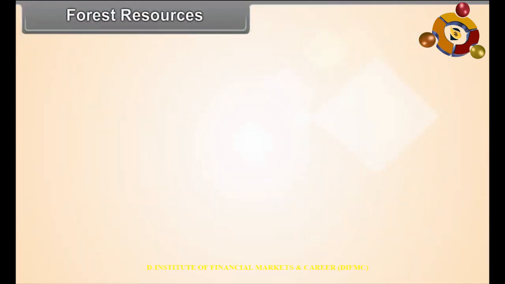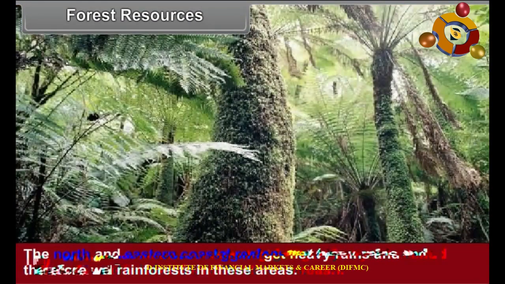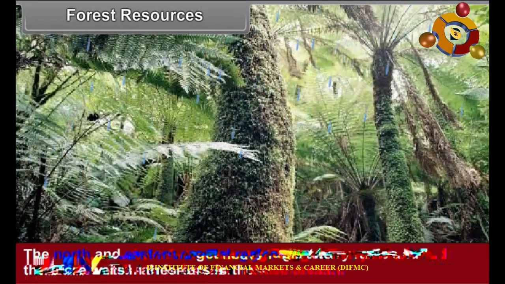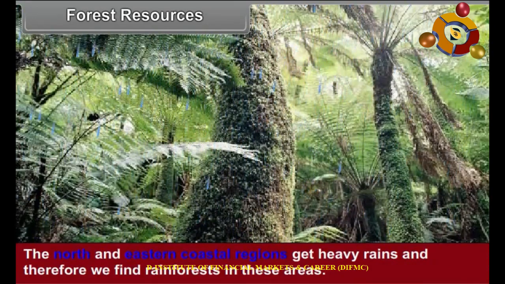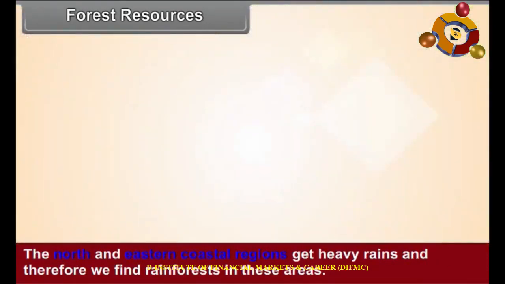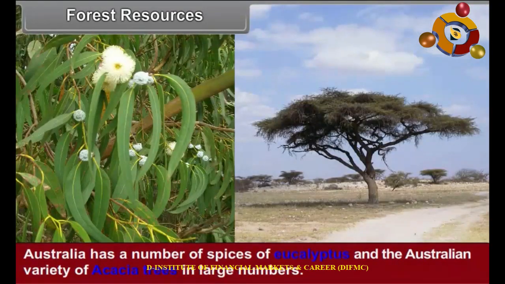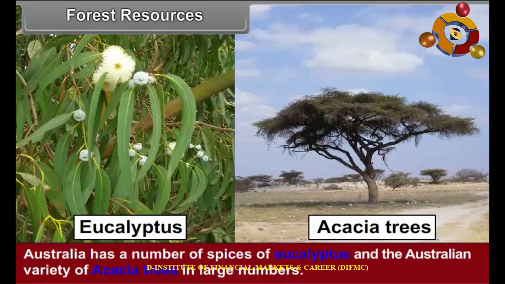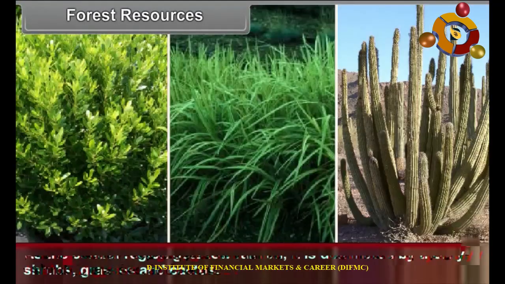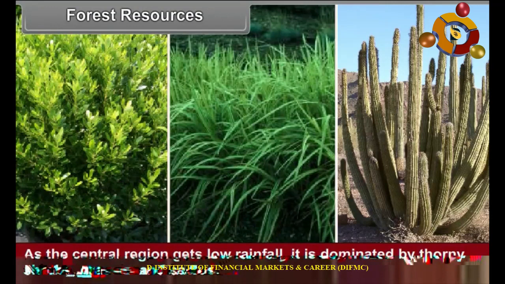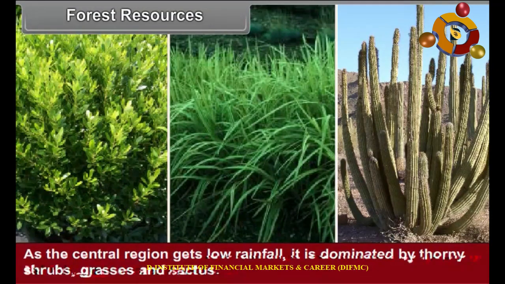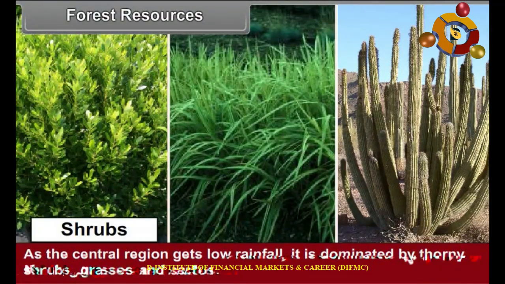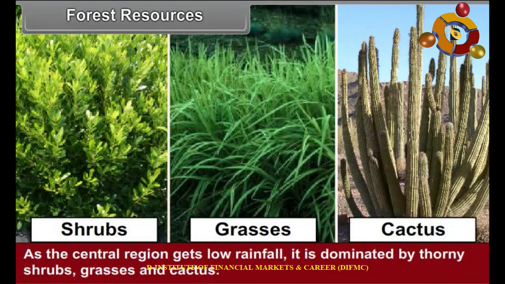Forest resources. The north and eastern coastal regions get heavy rains, and therefore we find rainforests in these areas. Australia has a number of species of eucalyptus and the Australian variety of acacia trees in large numbers. As the central region gets low rainfall, it is dominated by thorny shrubs, grasses and cactus.